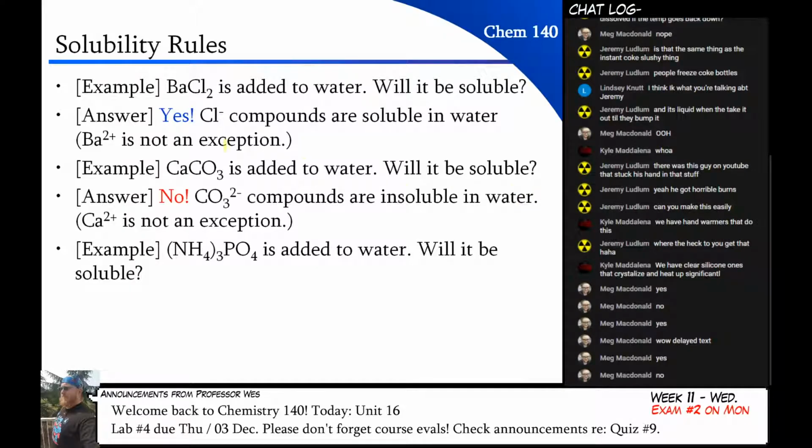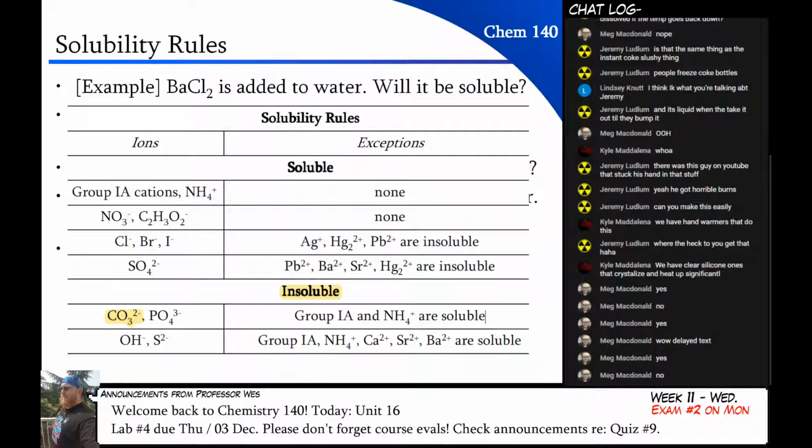We got ammonium phosphate. Will ammonium phosphate be soluble in water? So let's find it. Where did the PDF go? There we go. We got ammonium and phosphate. So here's ammonium, and here's phosphate. What do you do when you got two of them? Well, if you have both, follow either. They will lead you to the correct choice. So I'm going to follow phosphate.